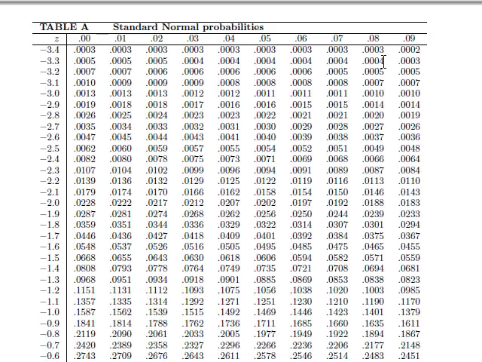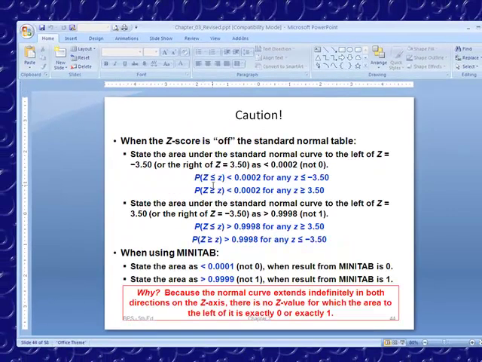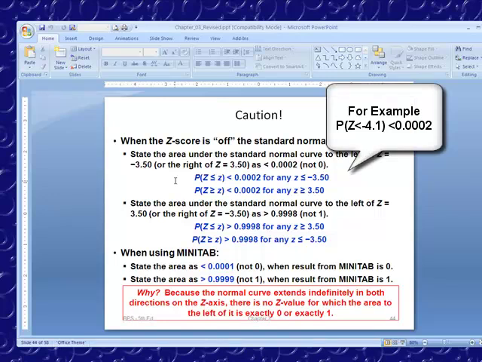So if we have any number smaller than negative 3.49, what we're going to write is this. We're going to say that the probability that z is less than, let's say, negative 3.5 or negative 3.6 or something to that effect, is less than 0.0002, because that's the best information that we know. We never say that it's 0. We just say that it is less than the last probability that we see on our chart.